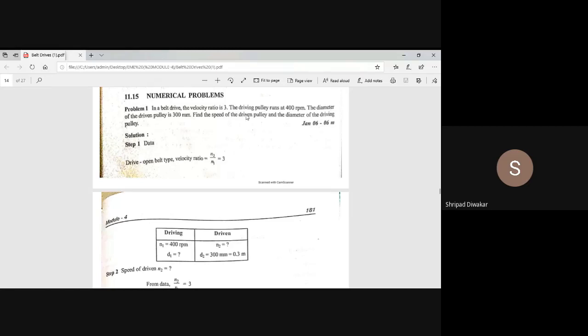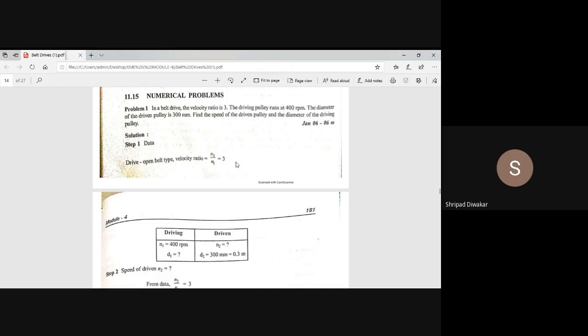The driving pulley runs at 400 RPM. The diameter of driven pulley is 300 mm. Means D1 is 400 and D2 is your 300. Find the speed of driven pulley. Find the speed means what? You are going to find out in terms of revolutions per minute and diameter of driving pulley.